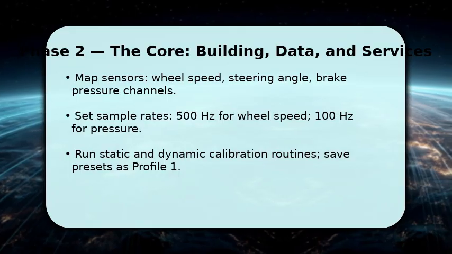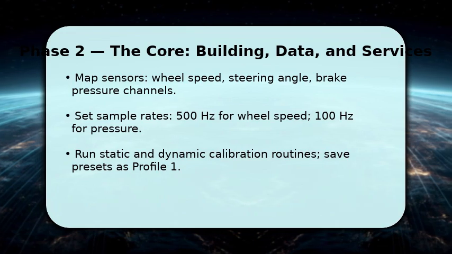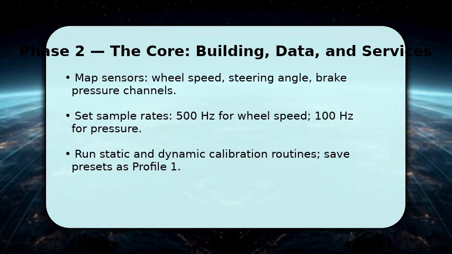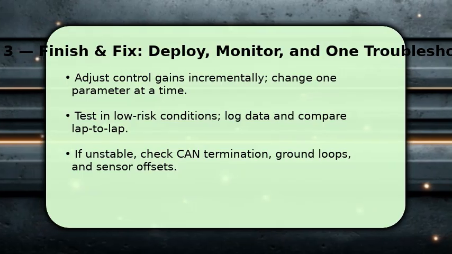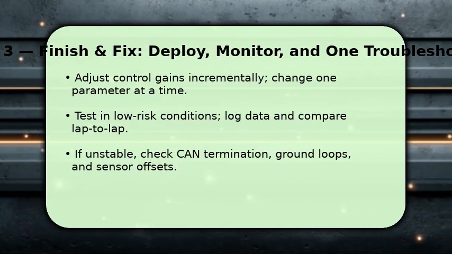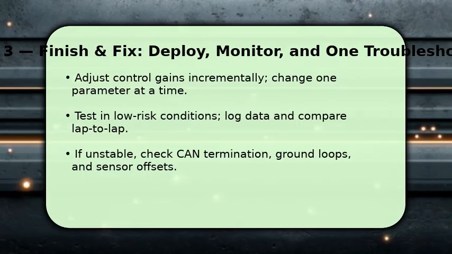This trains the algorithms. Make sure to save the configuration as Profile 1 so you can revert or iterate quickly. For final tuning, adjust control gains slowly, increase one parameter at a time, and observe behavior. You do this because compounded changes hide cause and effect.